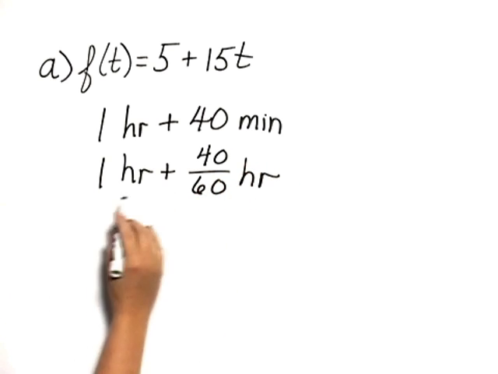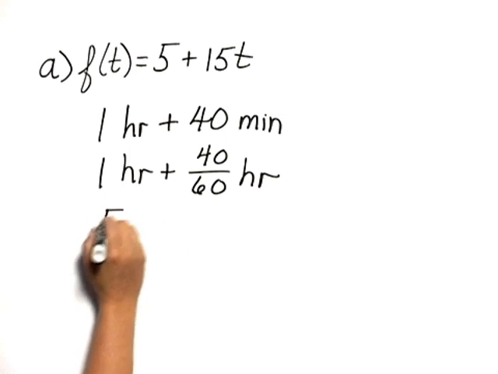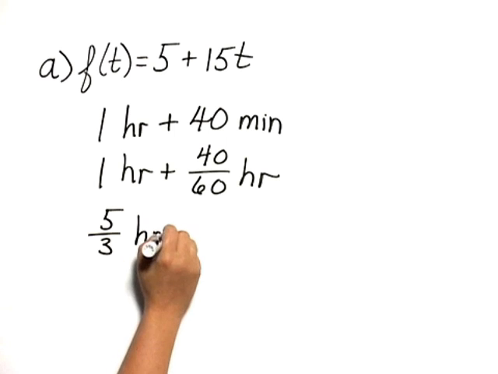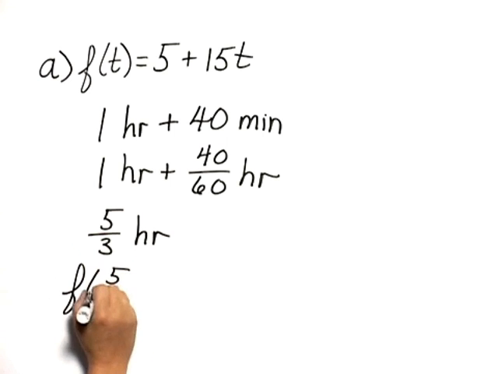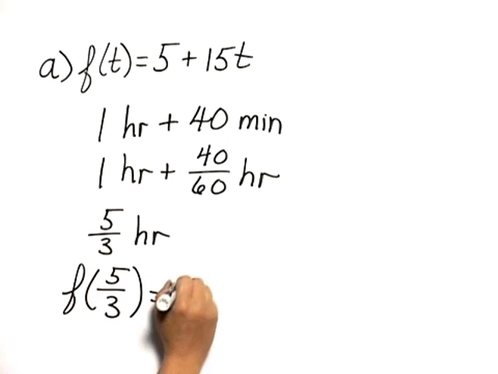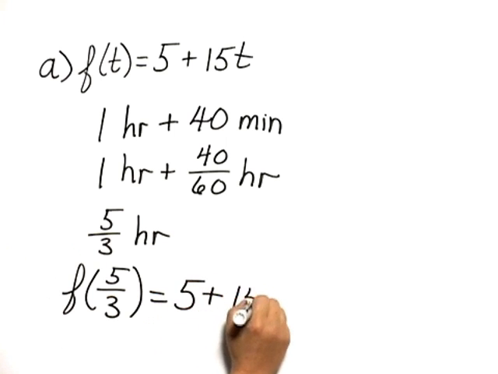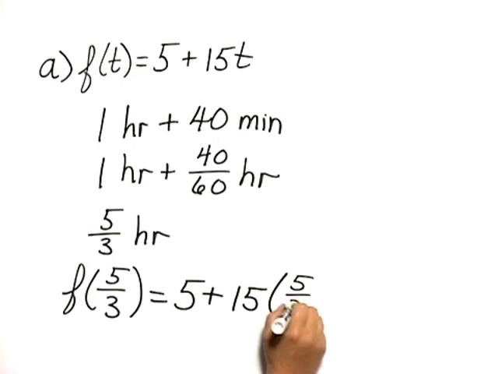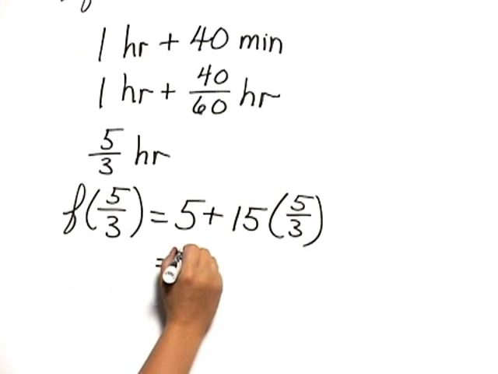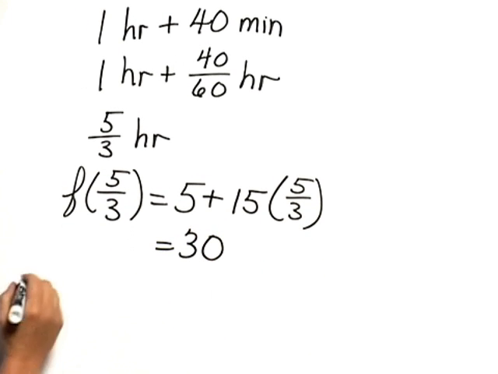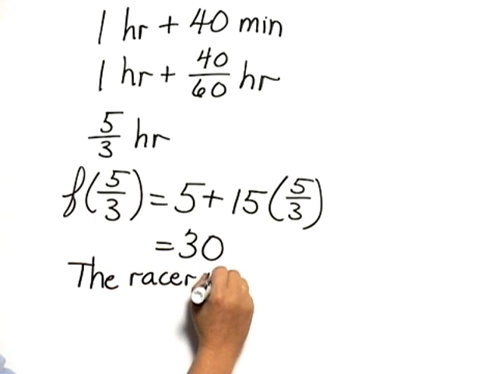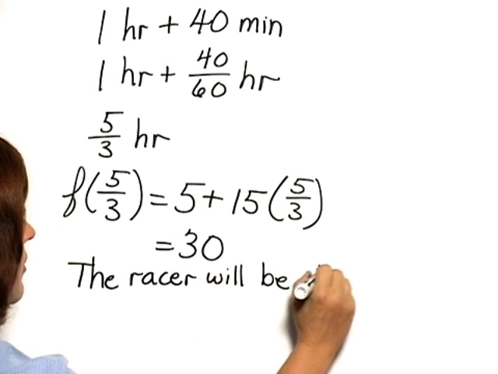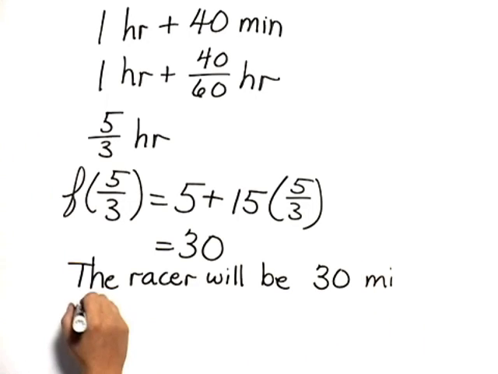40/60ths is 2/3. So this is 1 2/3 hours or 5/3 hours. So in 1 hour and 40 minutes, we have f of 5/3 hours equals 5 plus 15 times 5/3. 15 times 5/3 will be 25. 25 plus 5 is 30. So we could say then that the racer will be 30 miles from the start.